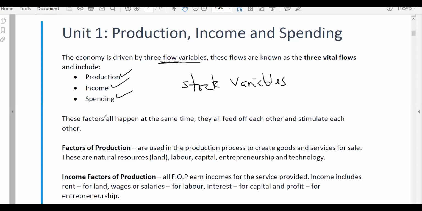What do we mean by saying that they feed off each other and stimulate one another? This simply means that we can't have income without production or spending. You can't have production without income or spending. You can't have spending without income or production. There is interdependence between these three major flows in the economy. They depend upon one another.